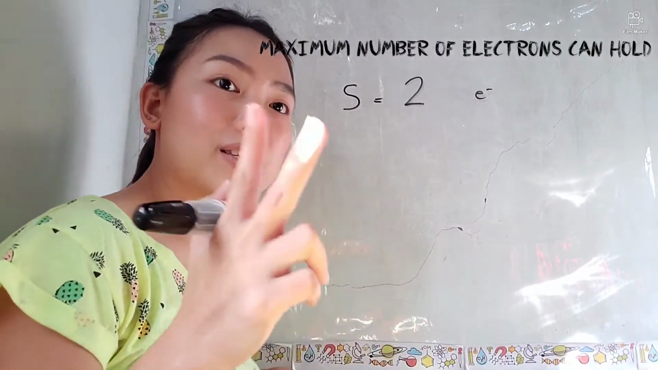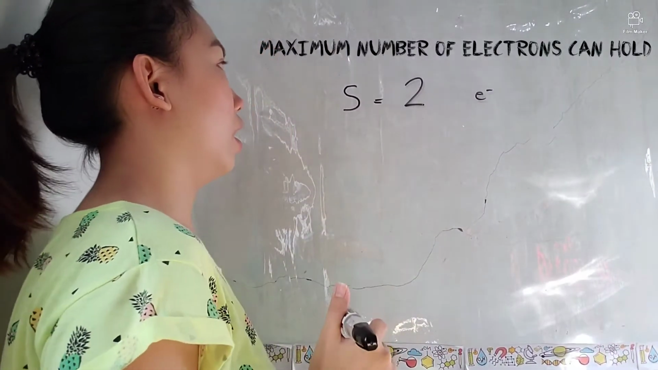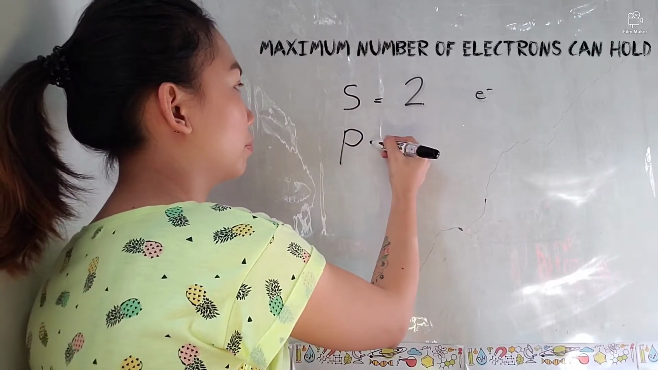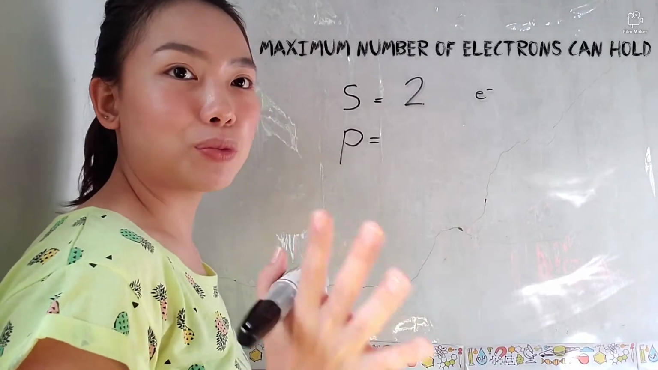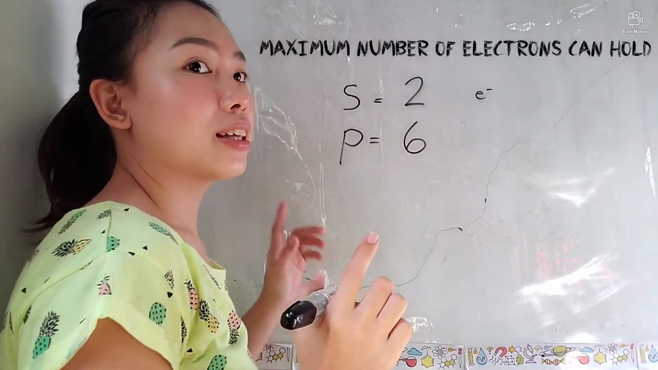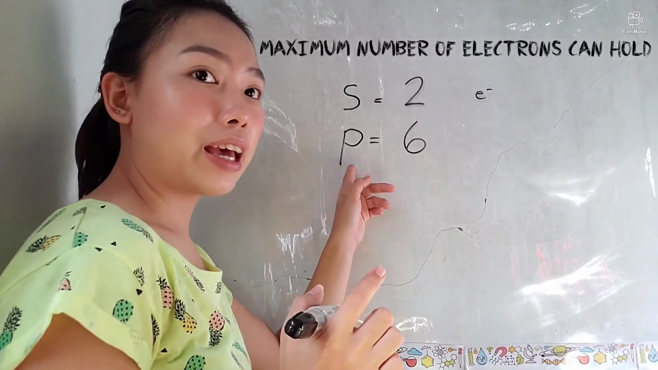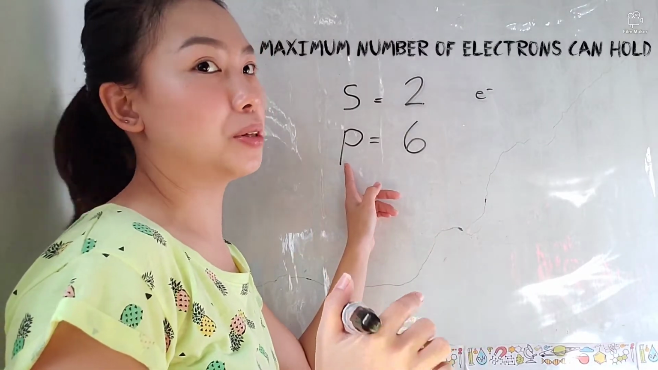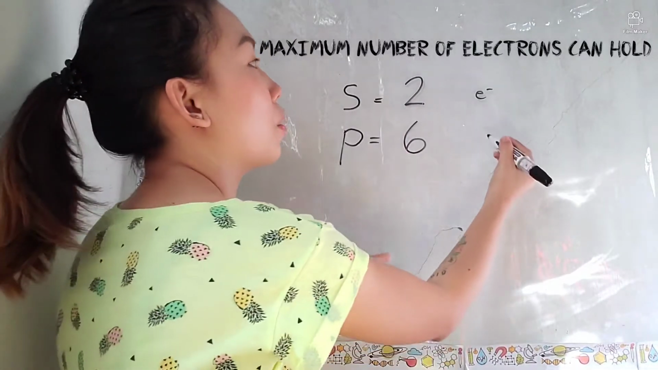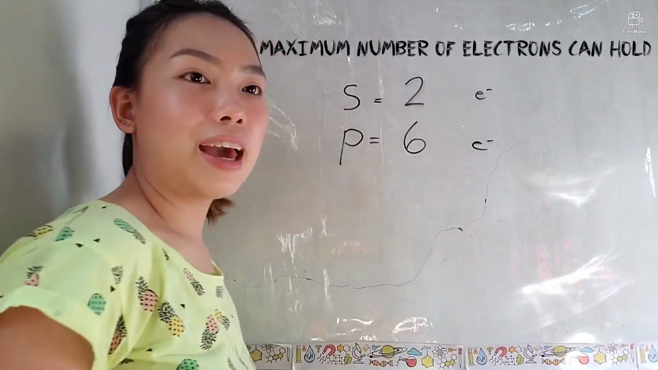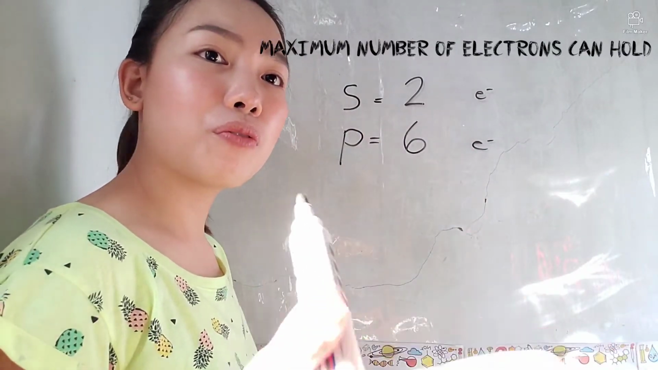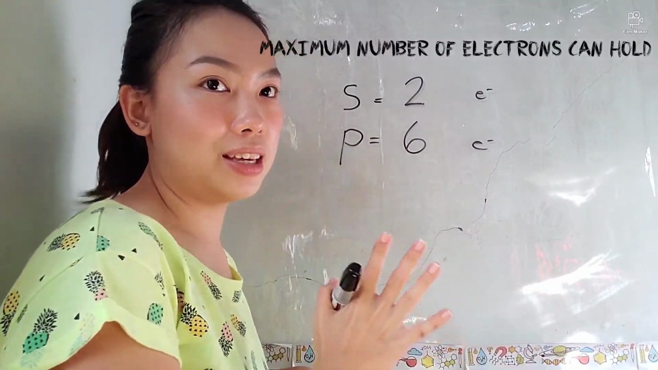While the second subshell, which is P, has a maximum number of 6. The subshell P can hold up to, ibig sabihin, pwedeng mas maunti, pero hindi lalampas sa 6 number of electrons. So it can have 1, 2, 3, 4, 5, basta wag lalampas sa 6.